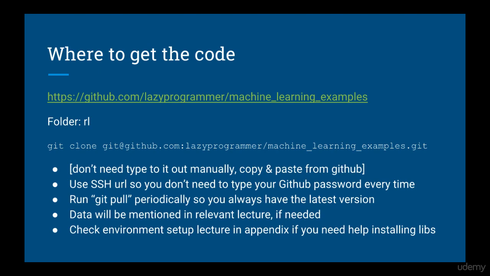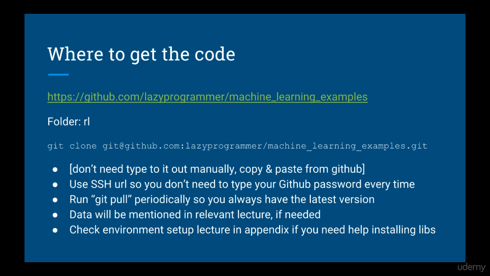In this lecture, I'm going to show you where to get the code for this course. All of the code for my machine learning courses are in my GitHub repo, github.com/lazyprogrammer/machine_learning_examples. The relevant folder for this class is RL. The command to download the code is git clone and then my GitHub URL, which you can copy and paste from the GitHub repo homepage.